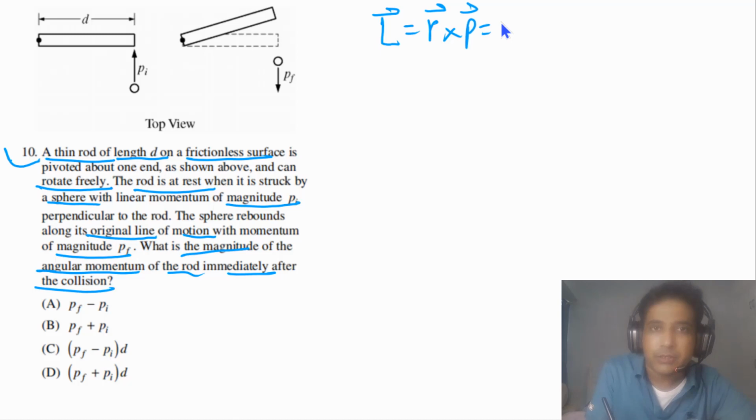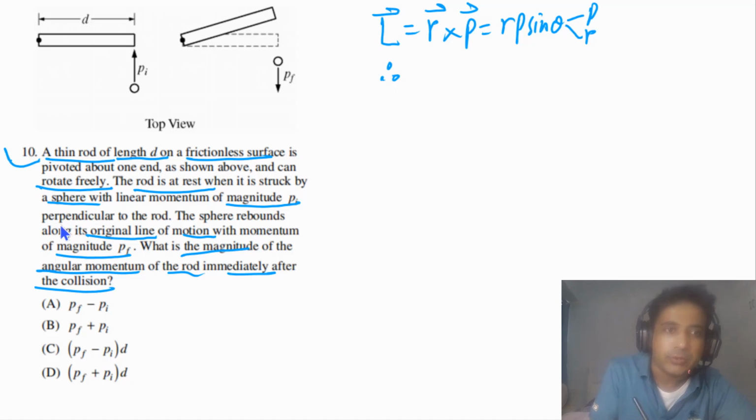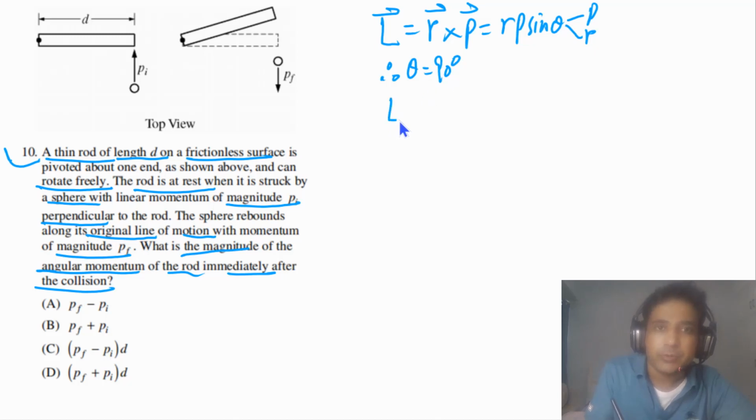R, we can say this is equal to rp sine of theta, and theta is the angle between linear momentum and r. In this case theta is equal to 90 degrees because it is given to us perpendicular to the rod. So simply we can say in this case angular momentum is equal to rp, R, we can say this is equal to mv times r. In this case r is equal to d, so we can say this is equal to mv times d.